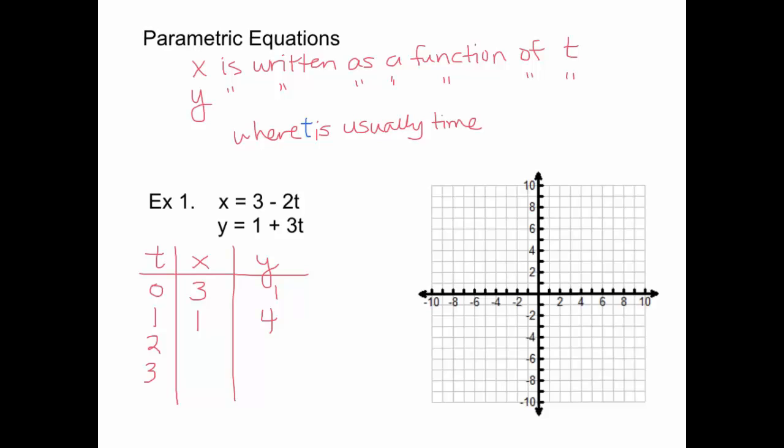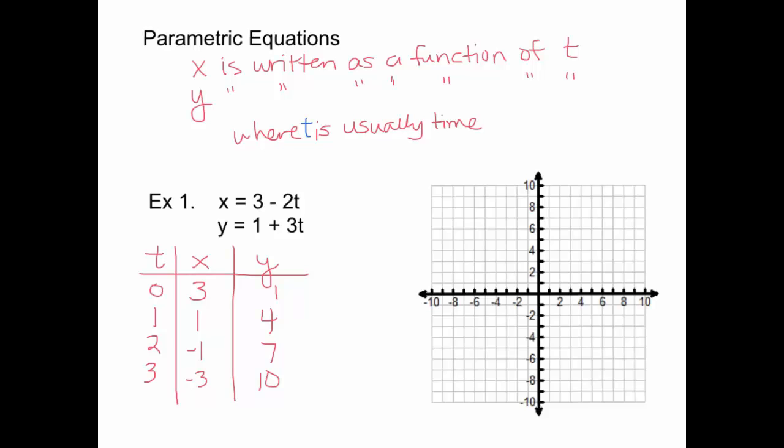Or I could also notice that x is a linear equation with a slope of -2, which means that these values are just going to keep going down by 2, like so. And y is a linear equation with a slope of 3, so those values are going to increase by 3, if my t is going up by 1, that is. So we have 7 and then 10.